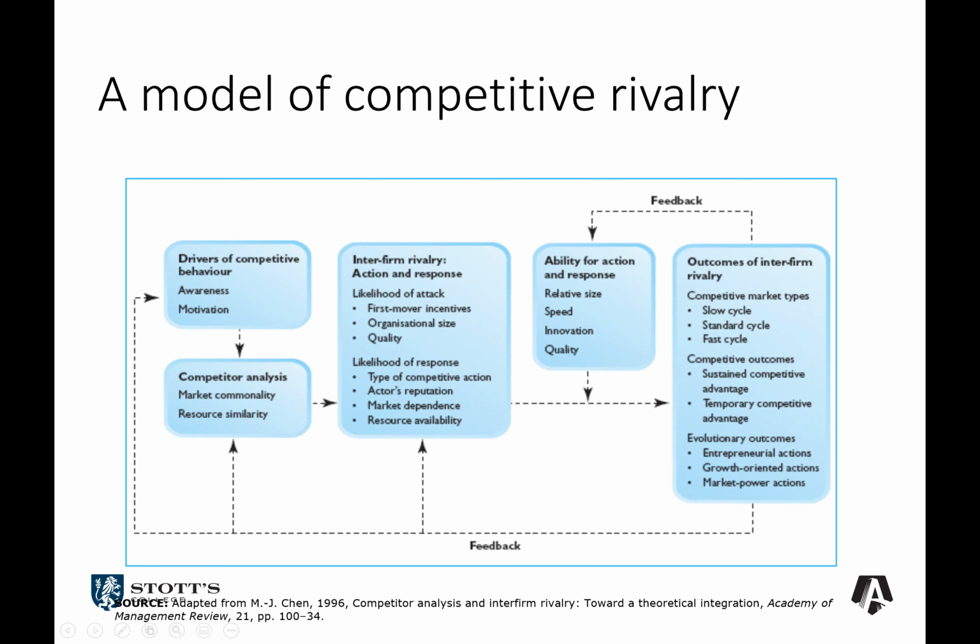You'll notice that the likelihood of attack, which is what we're talking about here, in Objective 3, is about first mover incentives, organisation size and quality. And Objective 4 is when we're going to look at the likelihood of response. After that, we're going to talk about some of the things here in Objective 5, about both the outcomes of interfirm rivalry and some of the feedback loops that exist.